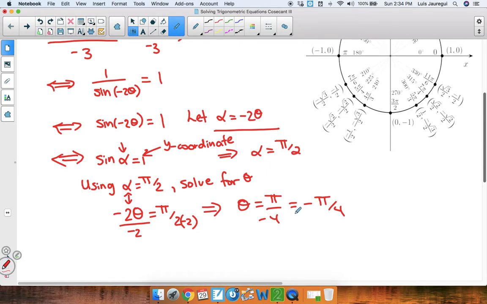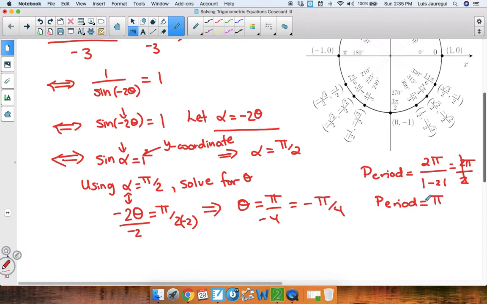So what we need to do is to add the period of the original function. But our original function dealt with an input of negative 2 theta. Well, to figure out the period of that function, we take the period of cosecant, which is 2 pi, and we're going to divide by the absolute value of the coefficient of theta. In this case, the coefficient of theta is negative 2. So let's divide by the absolute value of negative 2. Now this becomes 2 pi divided by the absolute value of negative 2, which is 2. So the period of the original function is equal to pi.